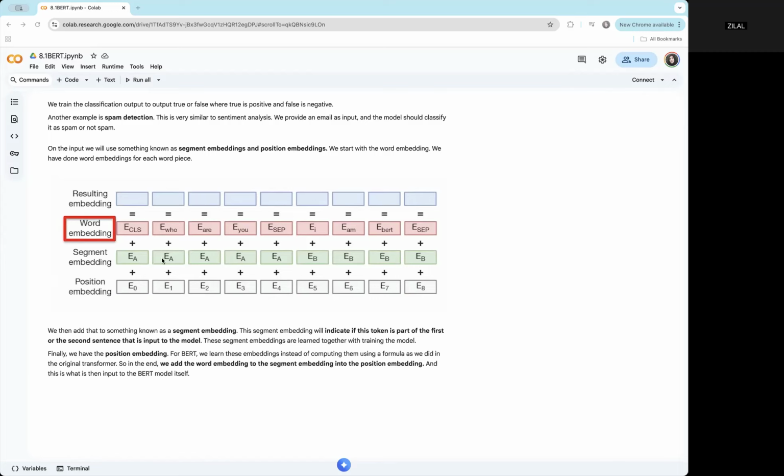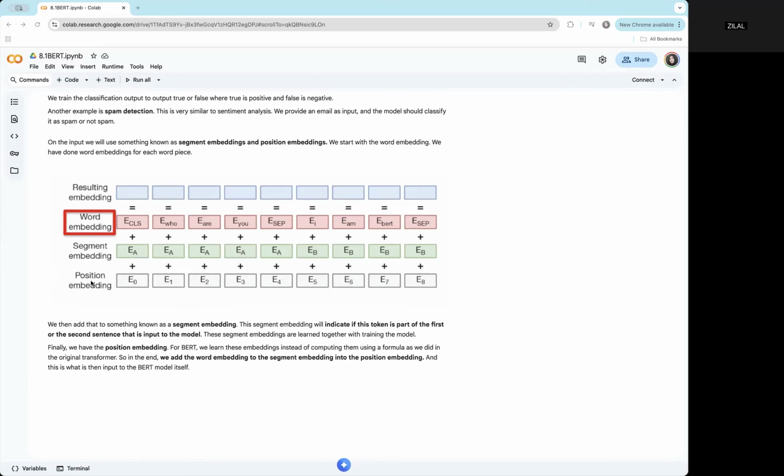These segment embeddings are learned together with training the model. Finally, we have the position embeddings. For BERT, we learn these embeddings instead of computing them using a formula as we did in the original transformer. So in the end, we add the word embedding, the segment embedding, and the position embedding. And this is what is then input to the BERT model itself.